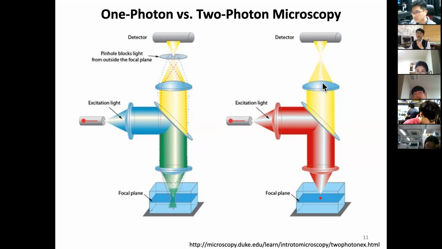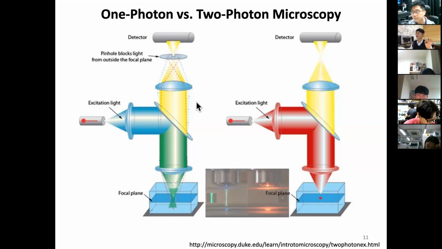Okay, and Ji-Hoon marked very well that somehow the difference here is two-photon: you only have one focal plane point and no above and below, because there's no fluorescence happening out of focus. That's the key part of a two-photon microscope.